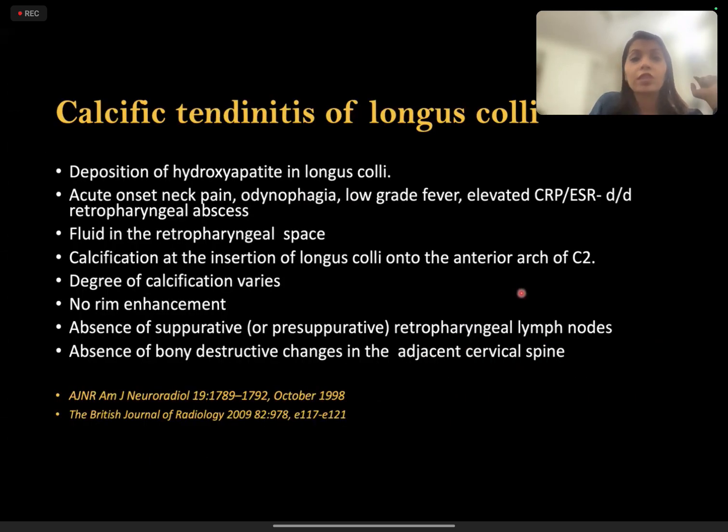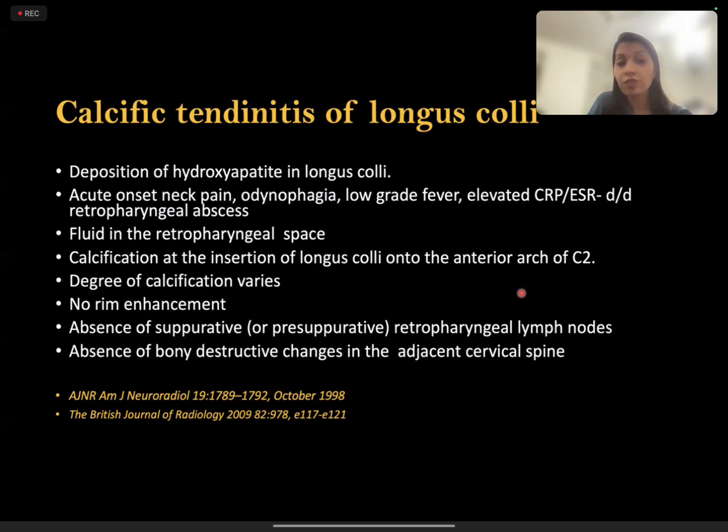So what is this condition? There is deposition of the hydroxyapatite crystals within the longus colli insertion. And these patients present with acute onset neck pain, odynophagia. They can have low-grade fever and elevated CRP. And therefore, an important differential to exclude is retropharyngeal abscess. Here we see fluid in the retropharyngeal space along with calcification at the insertion of longus colli at the level of the anterior arch of C2.